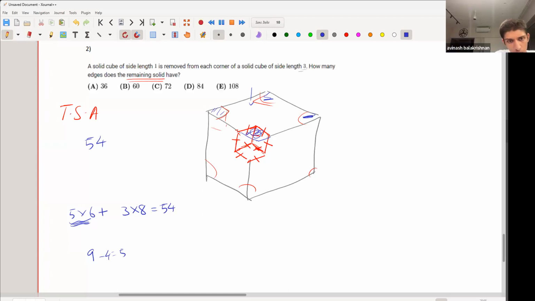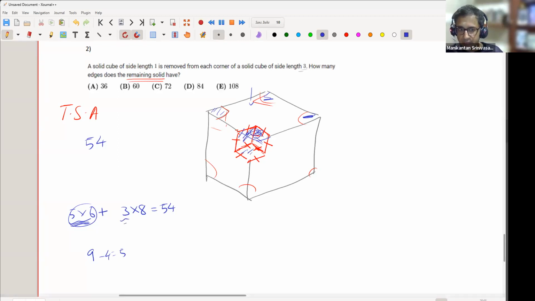So 6. We should use face, not side. Right? And therefore that's 30. Plus new exposure came through each of these red portions. How much exposure? You got a 1 here, a 1 here, a 1 here. There was a 3. And there are 8 of them, 1 in each corner. Therefore 54.